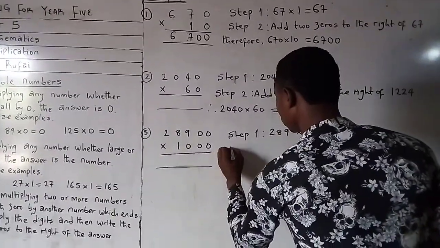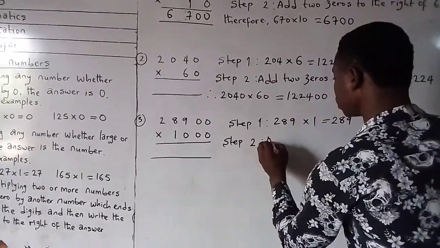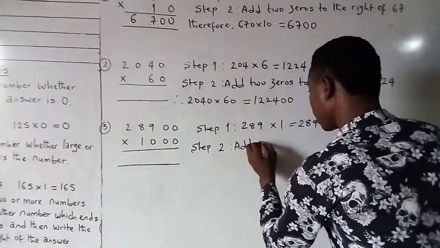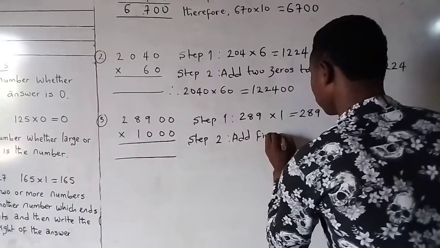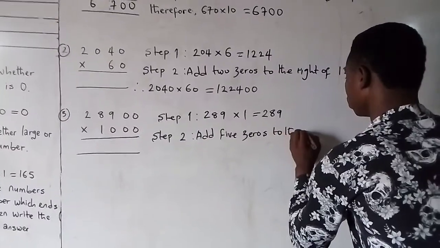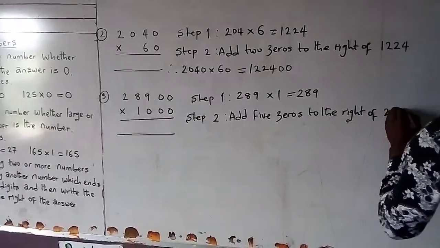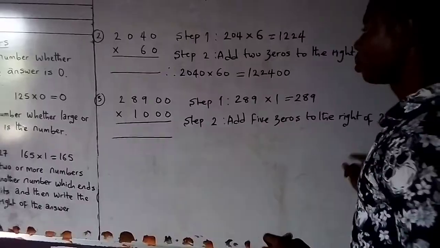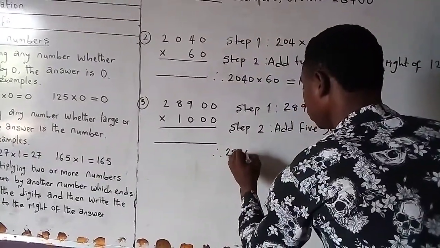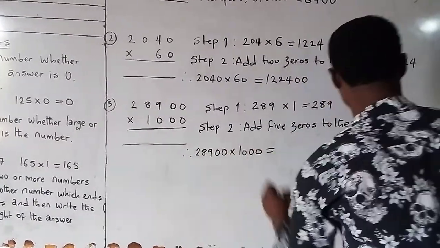Then step 2. Step 2, you count all the zeros here. 1, 2, 3, 4, 5. Add 5 zeros to the right of 289. So now from this, you say, therefore, 28900 multiplied by 1000 is equal to, you bring this here, 289.